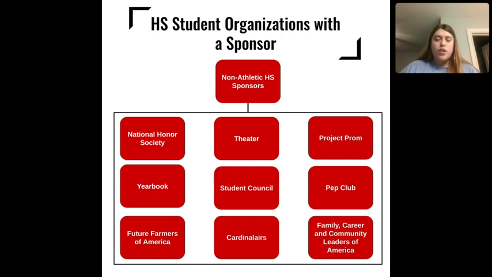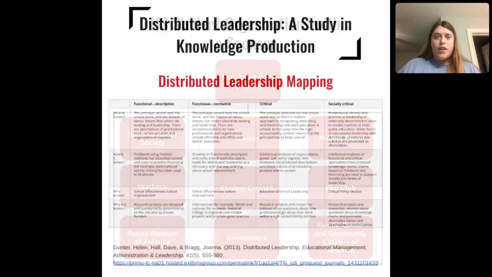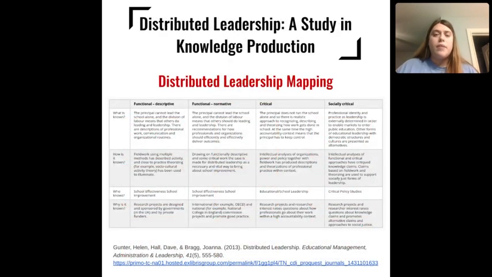And one thing that's really interesting about our school is that each club has to have some kind of educational background that connects to it, besides our pep club, because they really help. They're the only club that really helps tell and coordinate what the school body is going to wear or do for sports games. So that is some of what our non-athletic high school sponsors run. And then the last thing I want to talk about is the leadership.